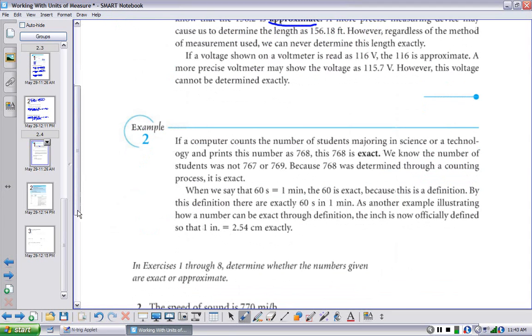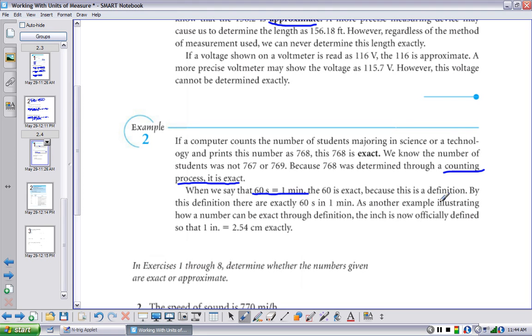In the second example, it says if a computer counts the number of students majoring in science or technology and prints this number as 768, then this is exact. Because you have one person as a unit. You're just looking at something and saying, I'm calling it number 1, number 2, number 3. It is determined by a counting process. And a counting process is exact. A measuring process is not. Okay? It says that when we say 60 seconds is 1 minute, 60 is exact because this is a definition. Okay? By definition, there are exactly 60 seconds in a minute.